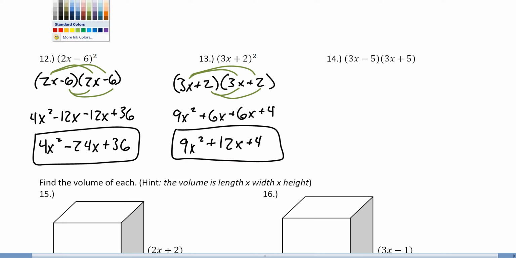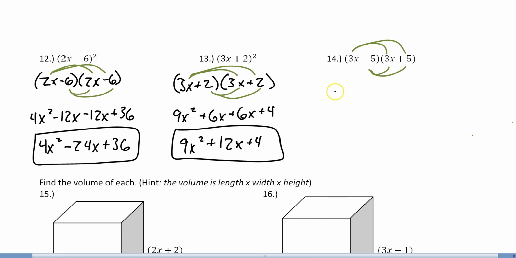Next one, once again, is the same kind of thing. We're distributing each term. So I distribute the 3x to each one, then I distribute the negative 5 to each one. Again, just be careful with the signs. Make sure you're distributing the negative. So here that's a 9x squared plus the 15x, distributing the 3x. Now I distribute the negative 5, which gives me a minus 15x and a minus 25.